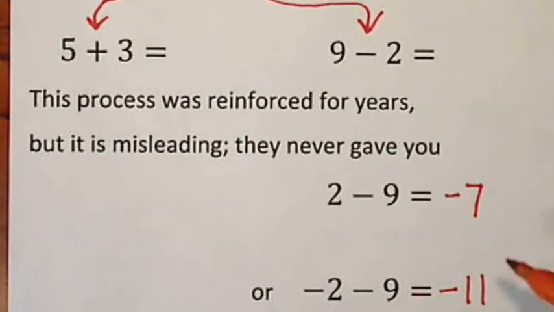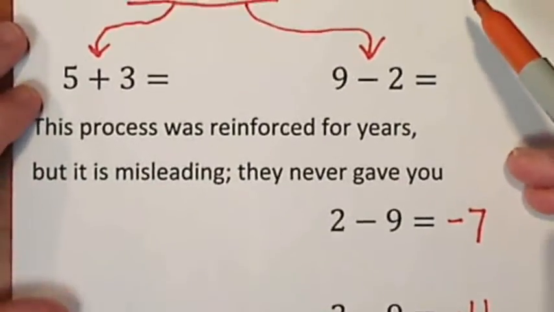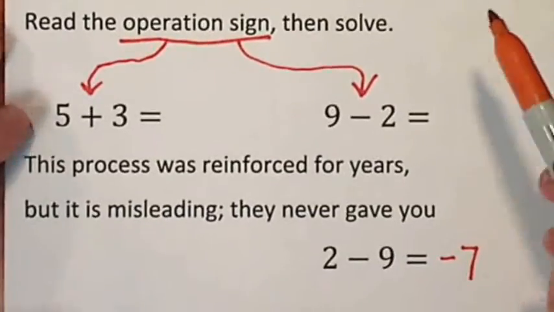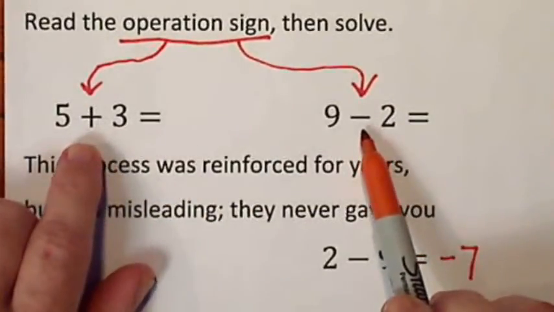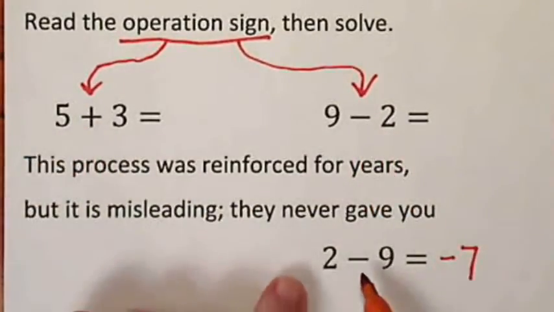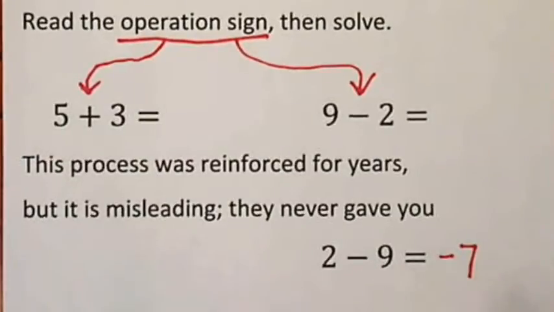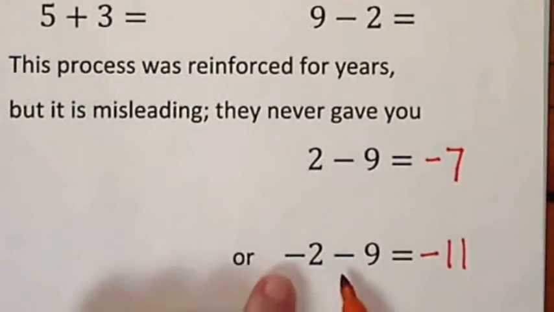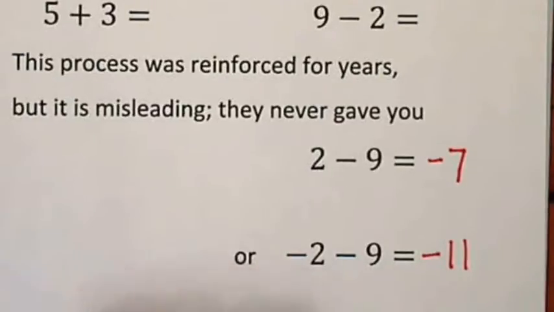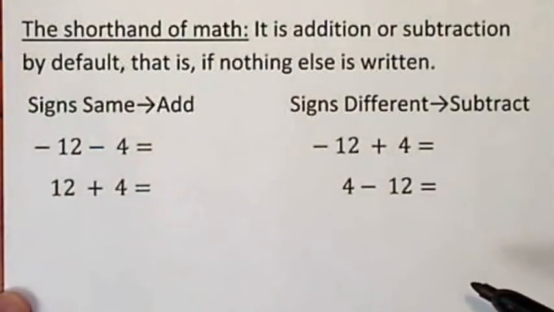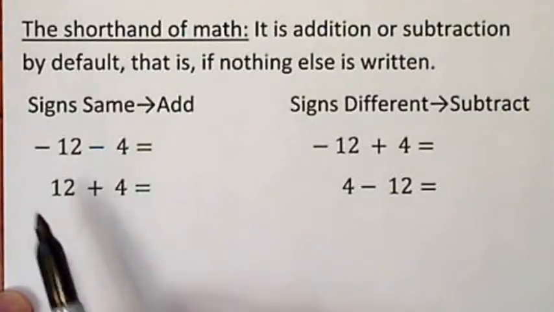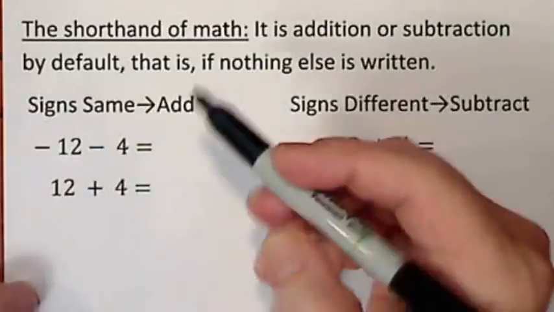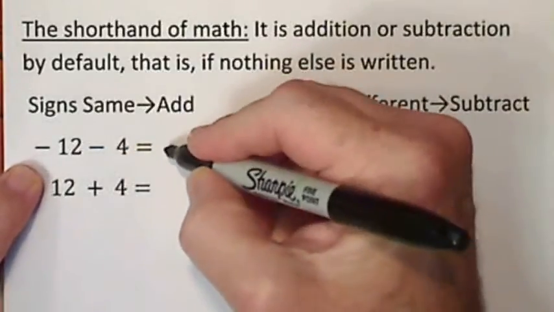What happens is you learned to only look between the numbers, when in fact you have to look in front of each number. You have to look in front of each number to know whether you add or subtract. Okay, the main idea is going to be, we're not going to write an operation sign. Whenever the signs are the same, we'll add. Signs are the same, we add.